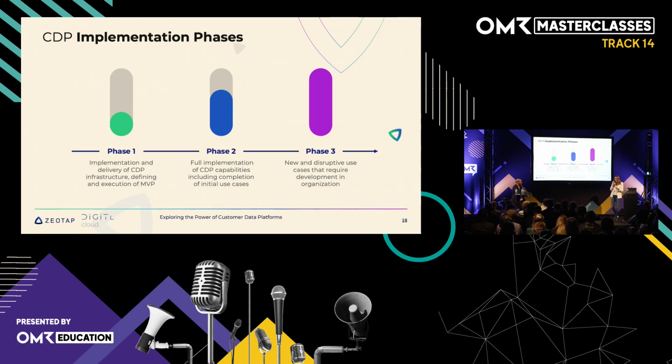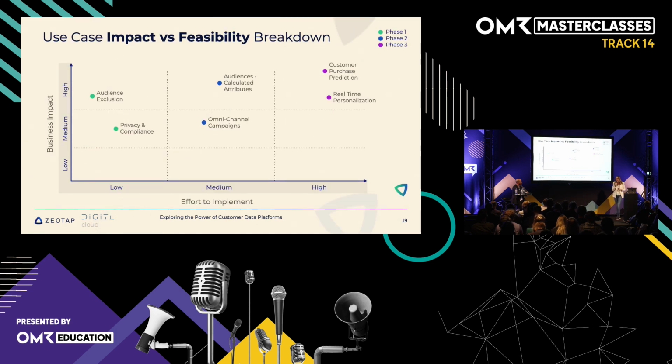To show you how this actually looks like, we break use cases down into this matrix. Here we can see that the higher the effort to implement, so the complexity, the higher the use case phase is. Of course, these use cases that are more complex will also take more time to implement. But we want to focus, for example, on a low effort to implement but a high business impact. This would, for example, be audience exclusion, where I'm handing over to Stefan, who can give you more insights into an audience exclusion case.